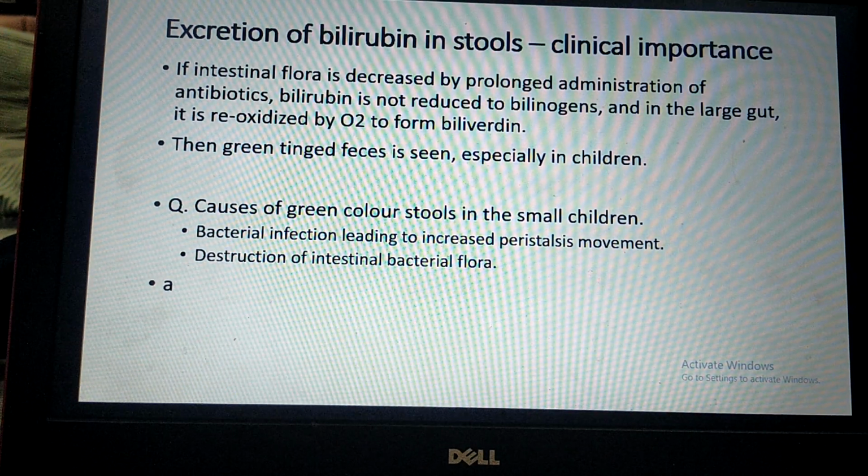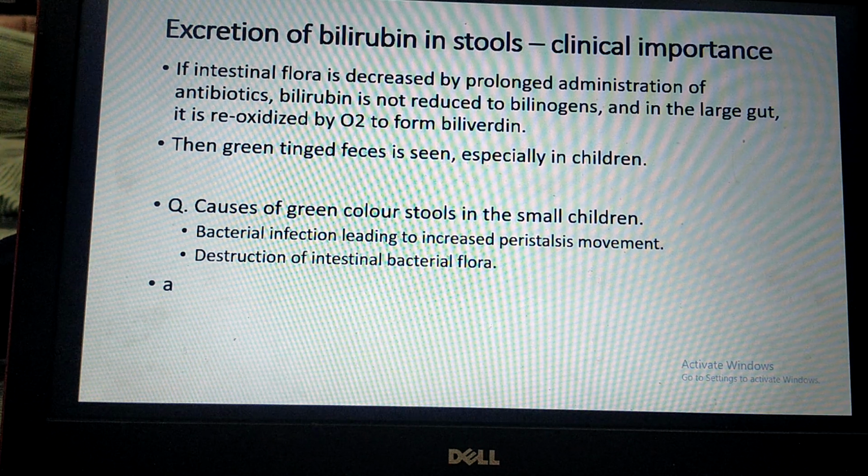Again, a case is there: if intestinal flora is decreased by prolonged administration of antibiotics, bilirubin is not reduced to bilinogen, and in the large gut this bilirubin is reoxidized to biliverdin, and this biliverdin is excreted into the stool. It gives green color to the feces, especially in children. Now the question is causes of green color stools in small children. First is due to bacterial infection, there is increased peristalsis movement, and second is due to destruction of intestinal flora.